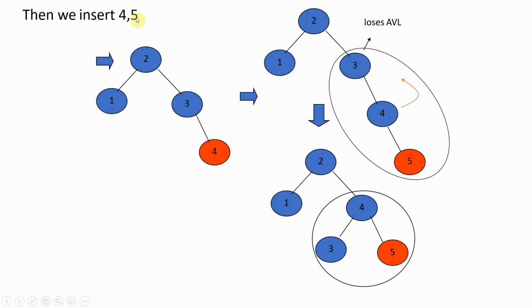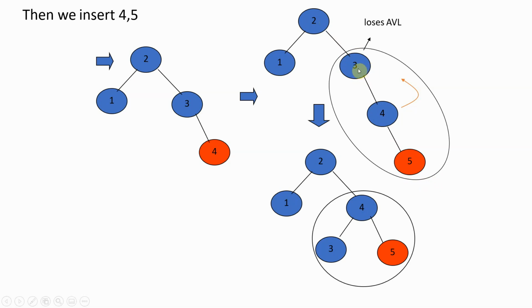Let's insert 5. If we insert 5, according to the BST insertion, it's going to be inserted here. Again, we have to calculate the balance factor for all the nodes from the newly inserted node upwards towards the root. The balance factor for this one is 0. For this one is minus 1. For this one is minus 2. So this node loses its AVL property.